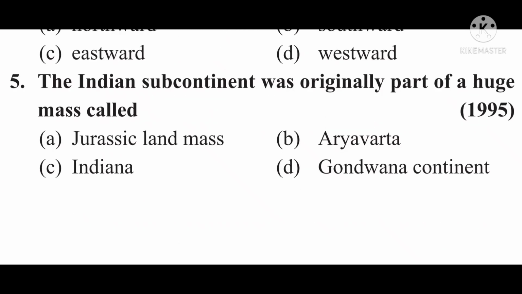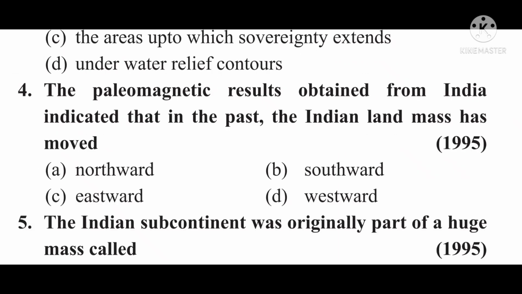Next question is, the Indian subcontinent was originally part of a huge mass called. We all know that the earth was formed 4.5 billion years ago. Initially the earth was very hot and gradually it cooled down. When the earth cooled down, a landmass was formed called Pangaea, and the first ocean was also formed. It was called Panthalassa. The Pangaea was broken into Laurasia and Gondwana.